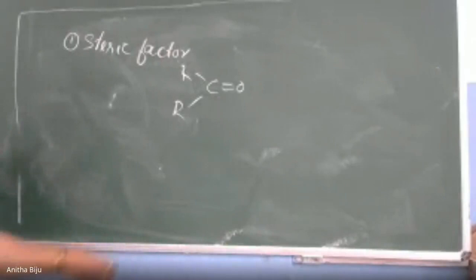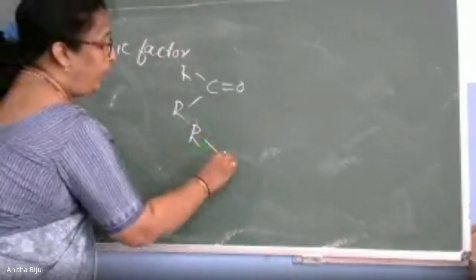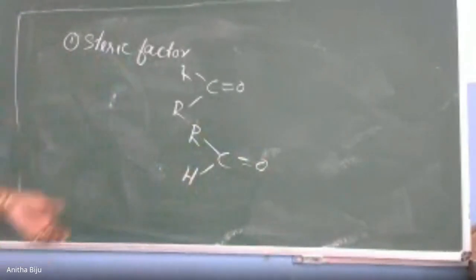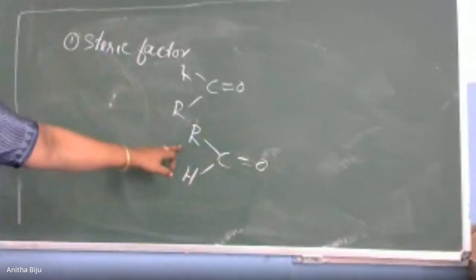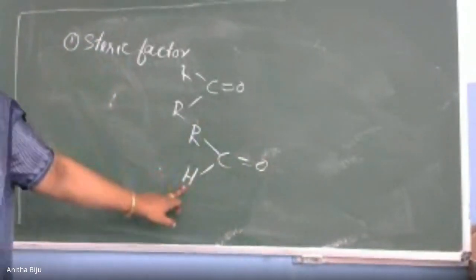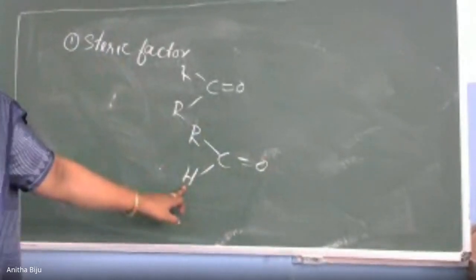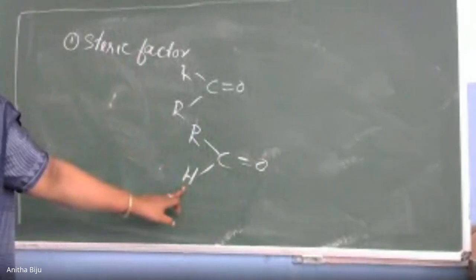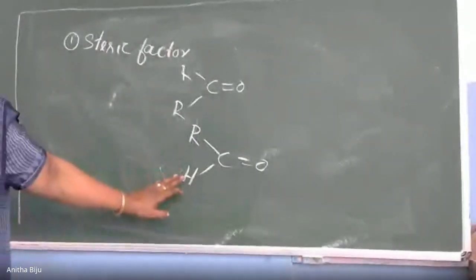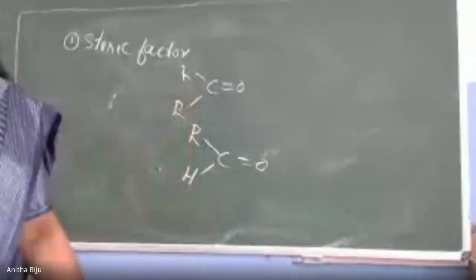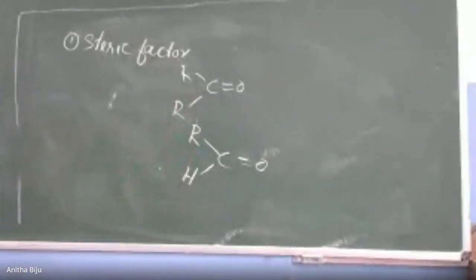But this is slightly less in aldehyde. Why is it slightly less in aldehyde? RC double bond H. Steric hindrance is there, but only one R is there. And at the other place we have a hydrogen atom, the smallest element, we know that. So here steric factor is not functioning. There it is functioning, and because of that, aldehydes are more reactive than ketones.